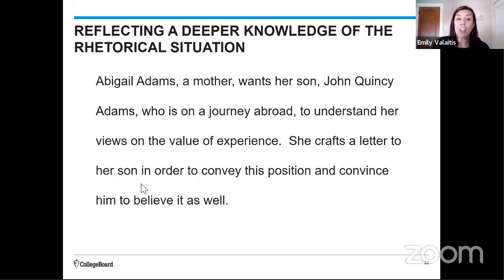We know a lot more about John Quincy Adams than just he's on a journey abroad. We've learned more about how he's feeling. We also know more about how Abigail Adams is feeling. She's more than just a mother writing to her son. And then, as you make your way through that second sentence, we can understand more about how she's conveying this position and trying to convince him as well.